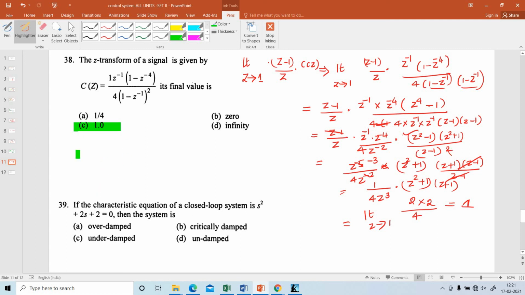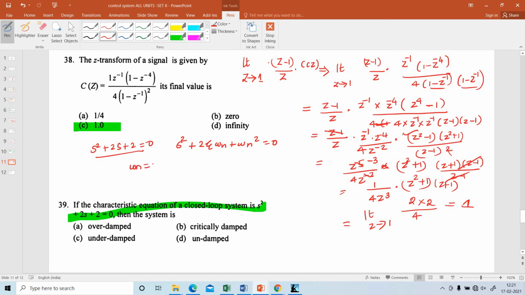Then next problem, the characteristic equation of the closed loop system. The characteristic equation is given, that is s square plus 2s plus 2 equal to 0. What is the standard characteristic equation of the second order system? s square plus 2 zeta omega n s plus omega n square equal to 0. Omega n is equal to root 2. And what is zeta? 2 zeta omega n equal to 2. So zeta is 1 by omega n, 1 by root 2.